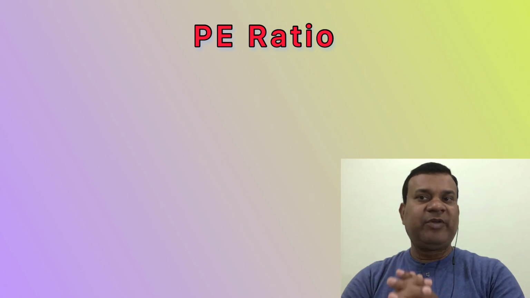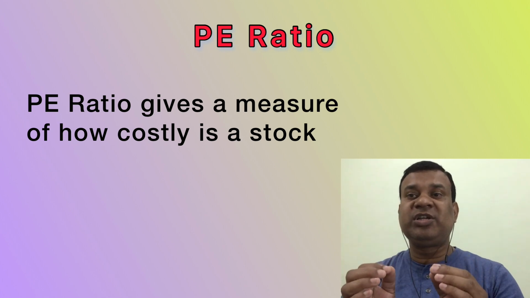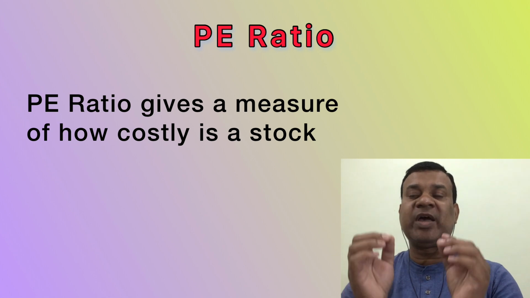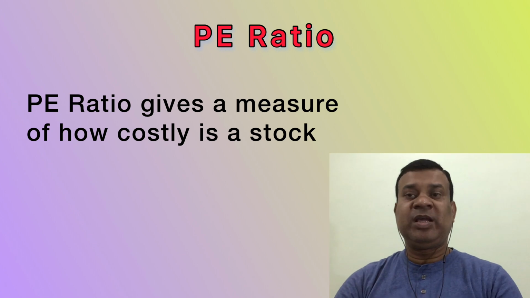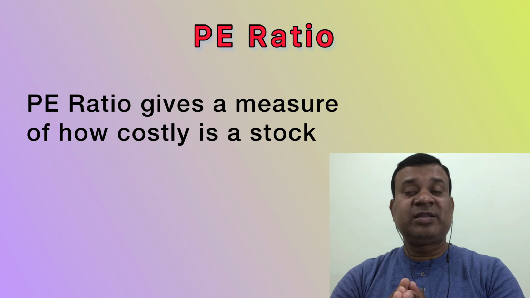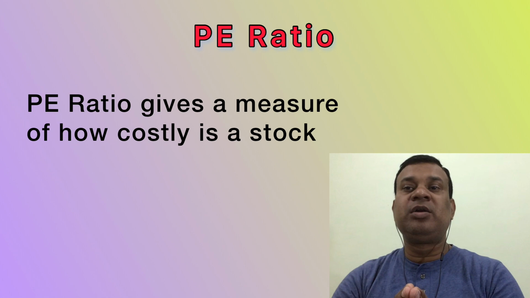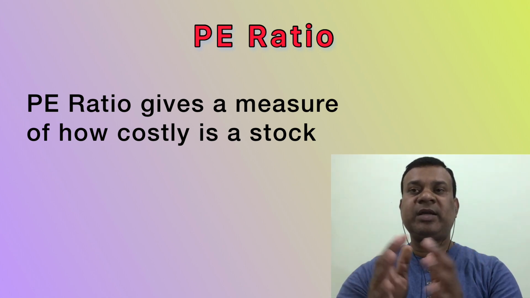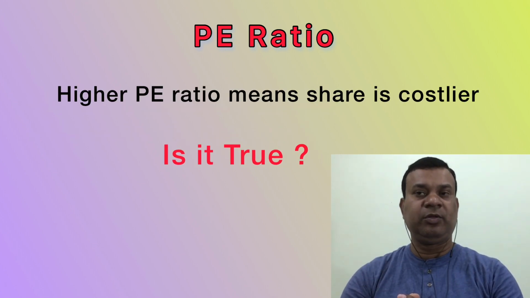The second takeaway from PE ratio is that it gives a measure of how costly the stock is, or precisely, how much you have to invest in a stock to earn 1 rupee from that stock. That is, if the PE ratio of a stock is 30, it means that you have to invest 30 rupees in that stock to earn 1 rupee. Extending this argument to the higher level, we can say that a company with higher PE is costlier as compared to the company with lower PE.